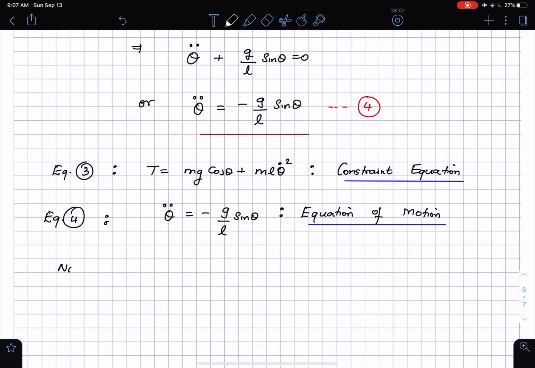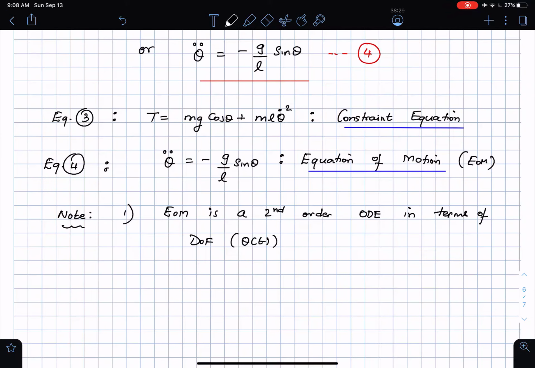So note, the equation of motion, which is this guy here, is a second order ordinary differential equation in terms of the degree of freedom, which is theta of t. Okay, it's a function of theta, right?